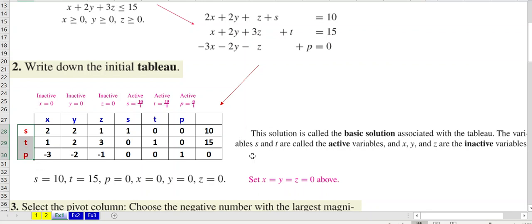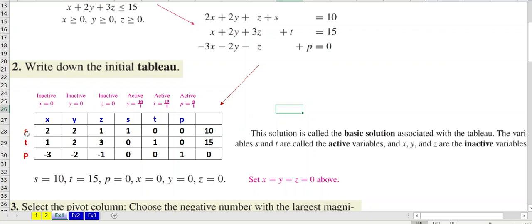All right, now this is the initial table. I'm going to explain how to find the values of all of our variables, x, y, z, s, t, and p, from the initial table, because this is the same procedure that you will use every time we create a new table. So we start with the value of our first active variable, s.